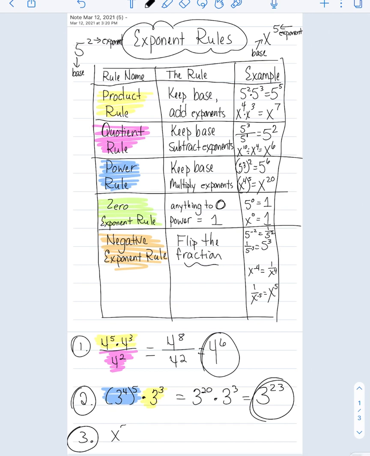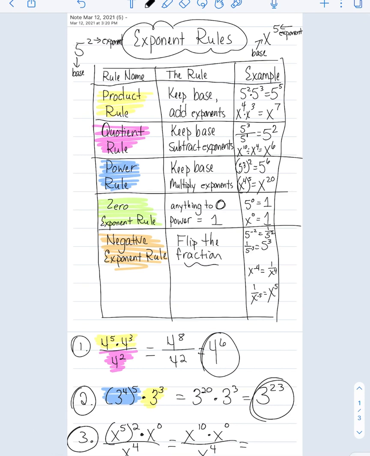Let's say I have x to the 5th power raised to the 2nd power times x to the 0 power divided by x to the 4th power. I have 3 different things here. I have the power rule, I have a 0 exponent, and I have the quotient rule. So let's do the power rule first. x to the 5th to the 2nd power says you keep the base, multiply the exponents. So 5 times 2 is 10, times x to the 0 power divided by x to the 4th.